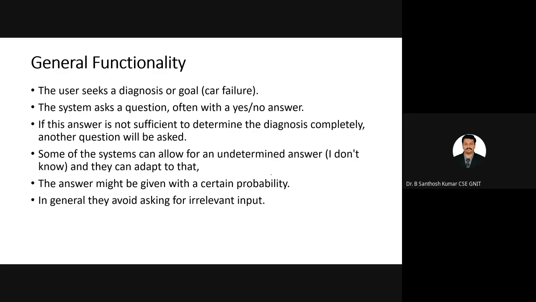Then some of the systems can allow for an undetermined answer, I don't know. Because sometimes if I ask some deep question, you cannot answer either yes or no. At that time you have to say I don't know only. So like that, I have to prepare the questions. Then the answer must be given with a certain probability. Then in general they avoid asking irrelevant input.